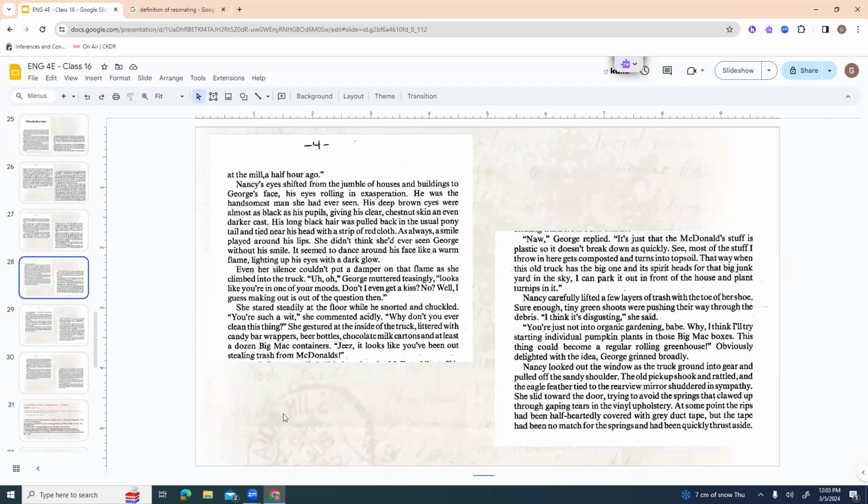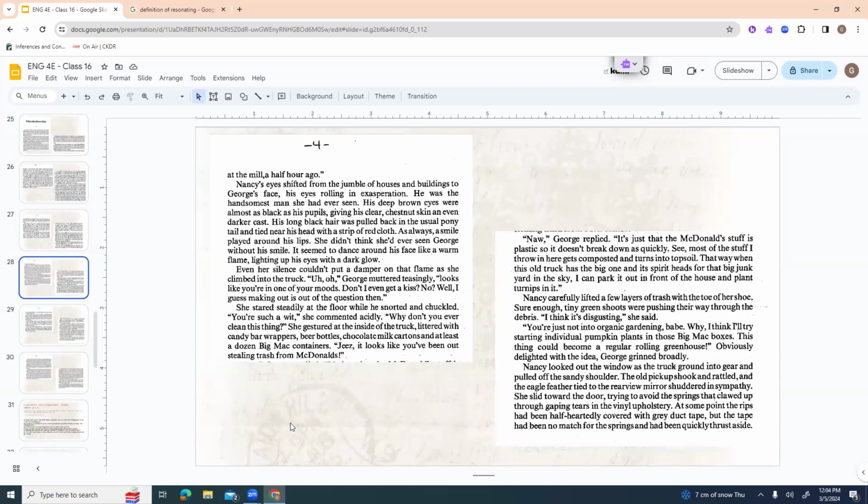He was the handsomest man she had ever seen. His deep brown eyes were almost as black as his pupils, giving his clear chestnut skin an even darker cast. His long black hair was pulled back in the usual ponytail and tied near his head with a strip of red cloth. As always, a smile played around his lips. She didn't think she'd ever seen George without a smile. It seemed to dance around his face like a warm flame, lighting up his eyes with a dark glow. Even her silence couldn't put a damper on that flame as she climbed into the truck.